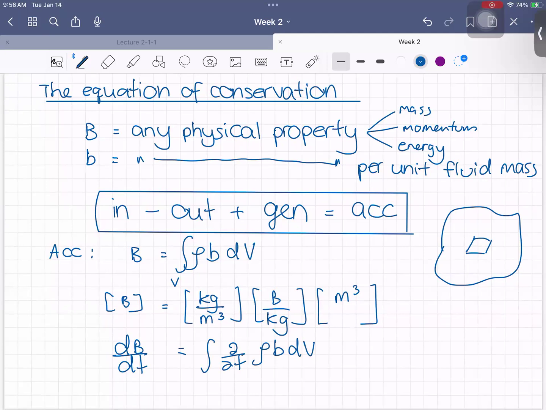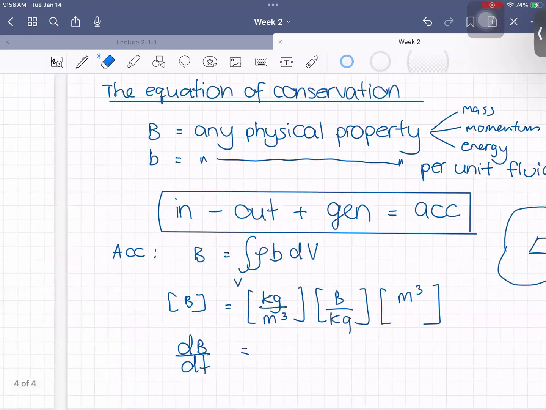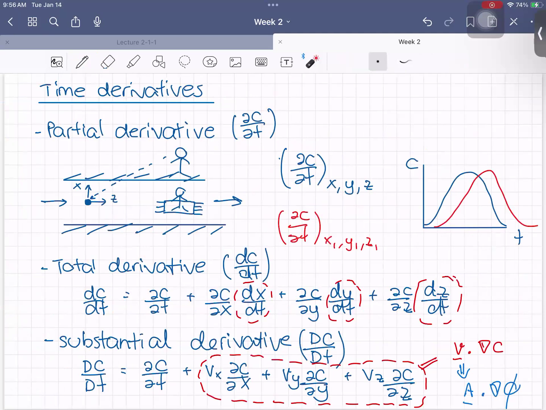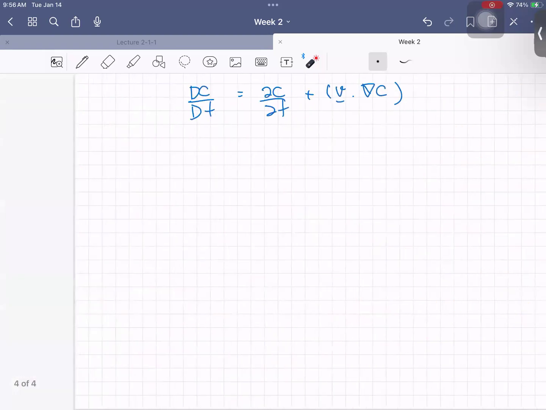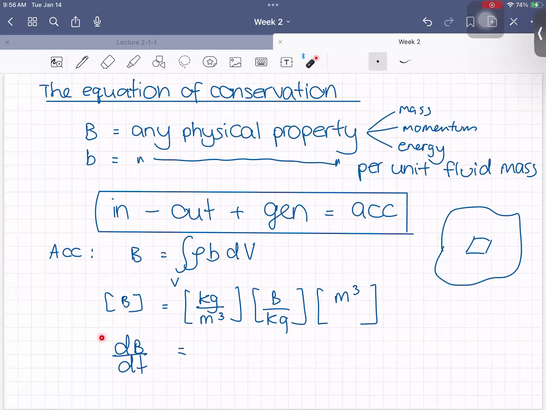Actually, let me show you this first. Can I erase this for a second? On the left-hand side here, you're seeing that I'm using the total derivative. Let me go back to this page again. You can see here that we have three different types of derivative, and what I'm using for the accumulation term is actually the total derivative. Why am I not using the partial derivative or the substantial derivative? In this case, for the accumulation term, I'm using the total derivative.